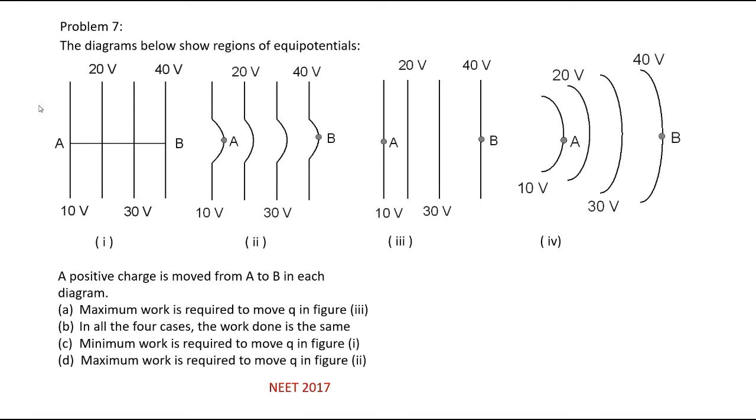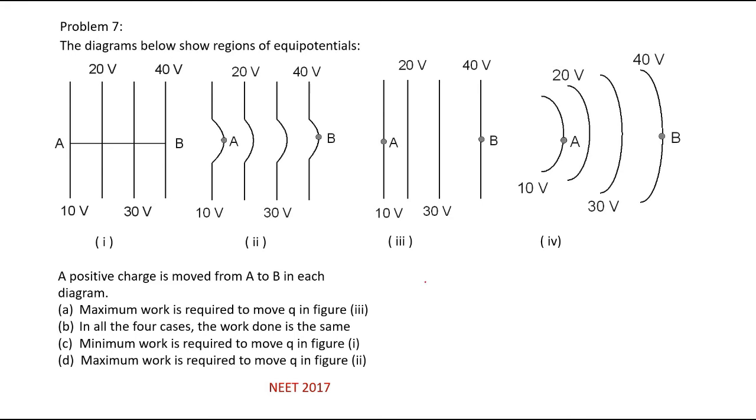NEET 2017. So there is a charge Q moved from the point A to the point B and 4 different diagrams. In which case the work done is either maximum or minimum, or the work done is equal, we will have to find out. So the idea is to find the work done when charge Q is moved.